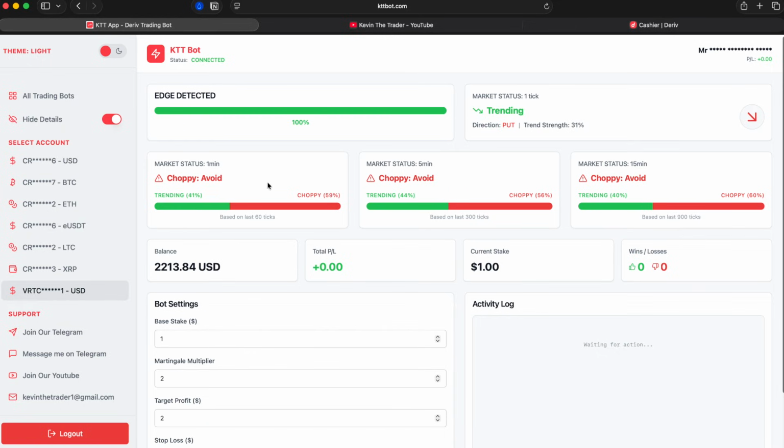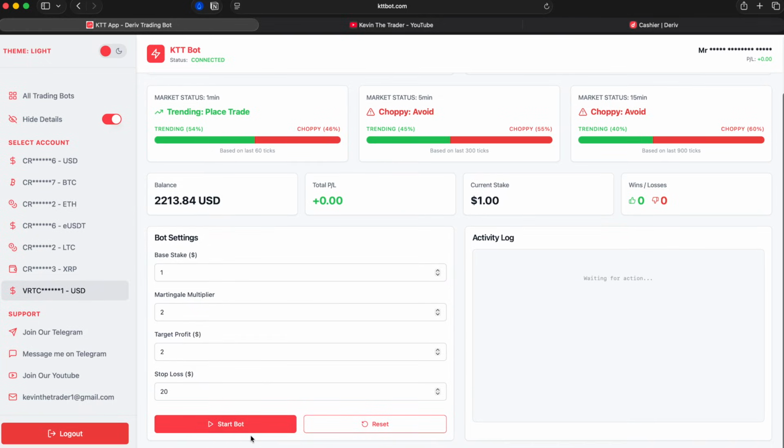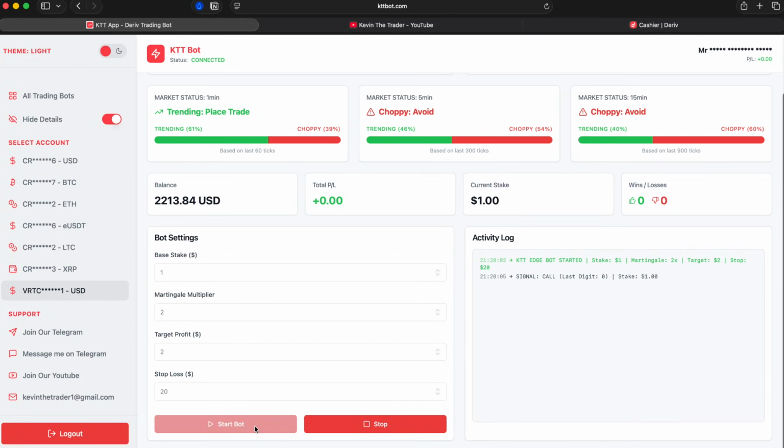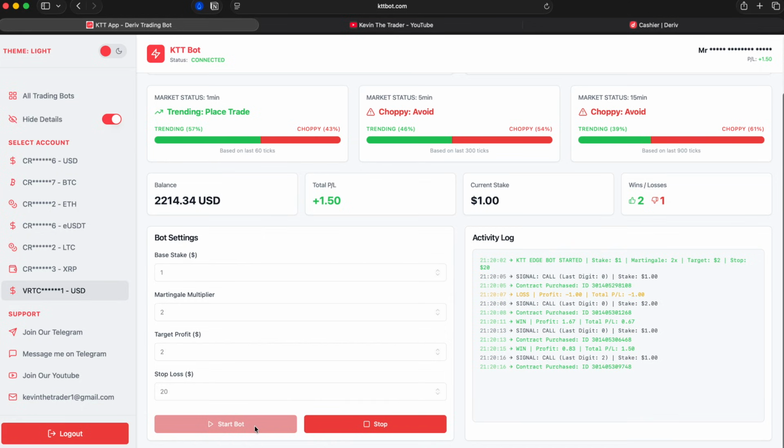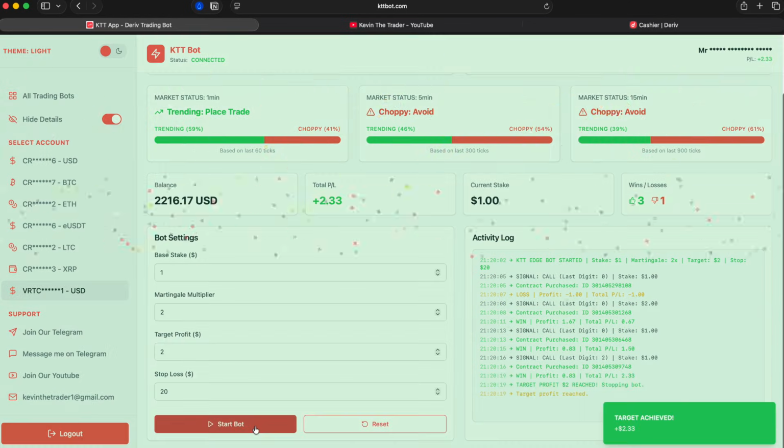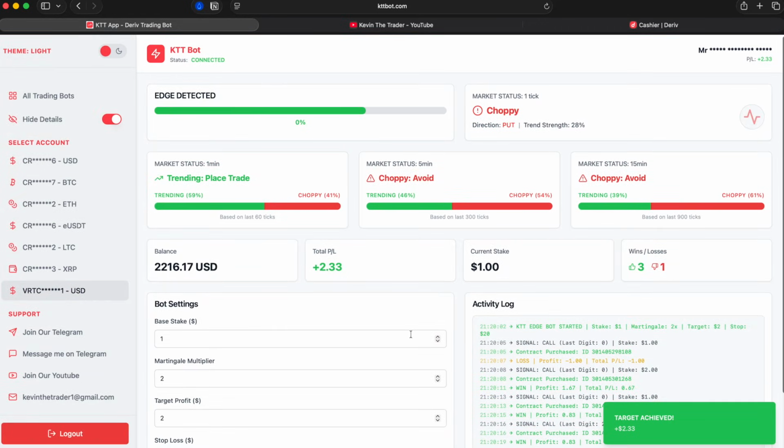So it's trending, it's above 30%, above 30, it's trending. Let's activate the bot. Just as simple as that. As you can see, there's a loss. That's a win. That's the third one. So you have seen how this bot works, right?